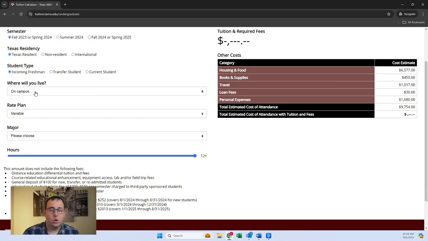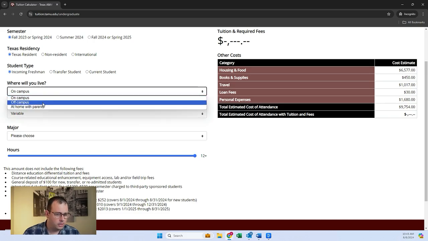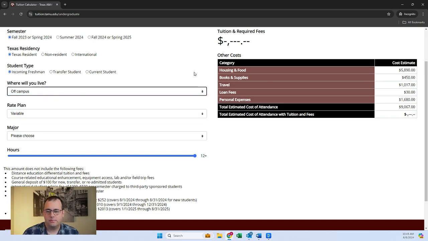Now, an important thing to note is it does matter where you live. So currently we have it set to on campus. Now let's look at off campus. You can see A&M's numbers drop. So it's actually cheaper to live off campus, or at least in their cost of attendance numbers, they estimate that it's going to be cheaper to live off campus. That also means that if you're living off campus, you have a smaller number that you can take out of that 529 plan and it count as room and board for a qualified expense.